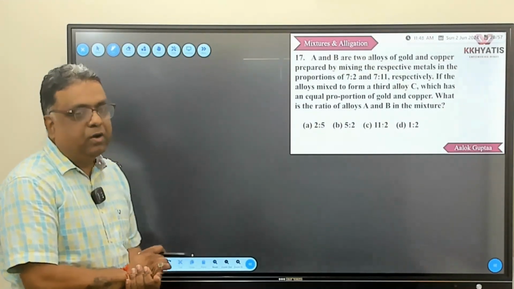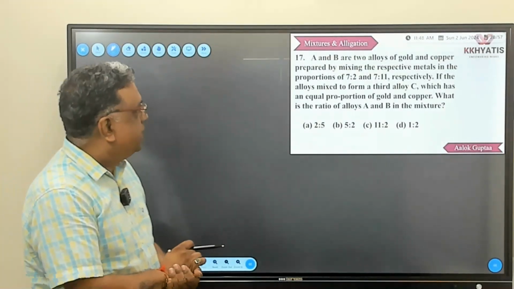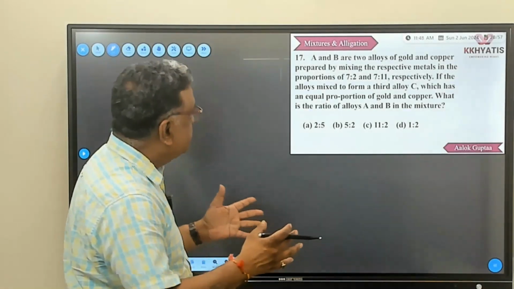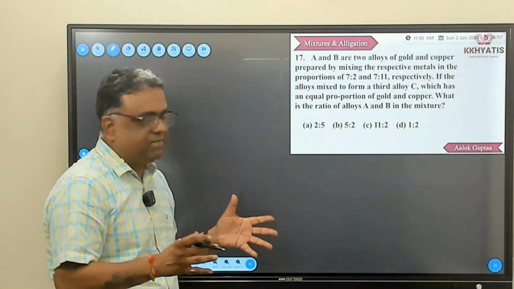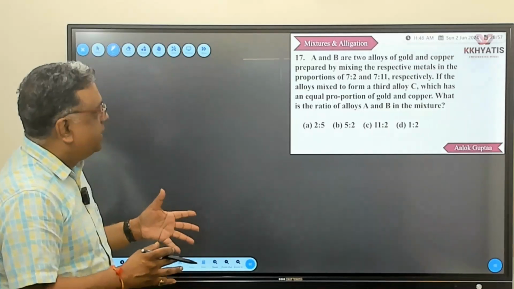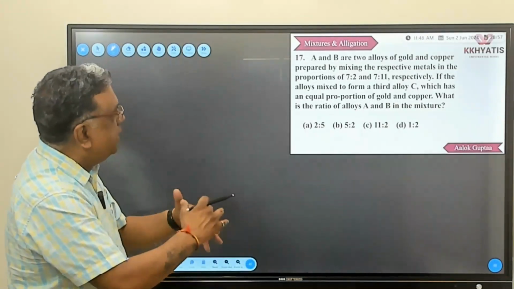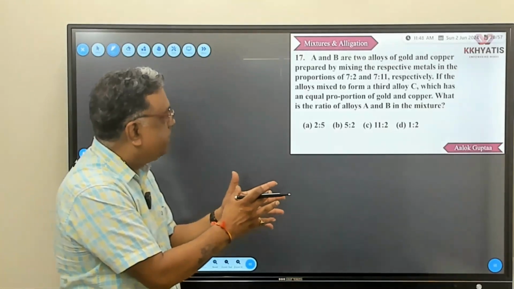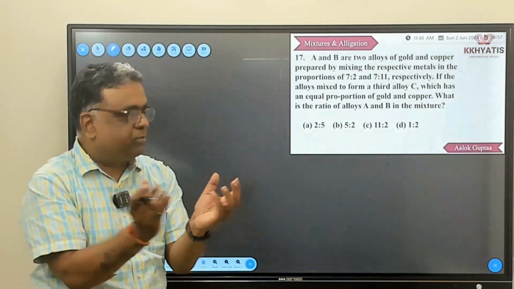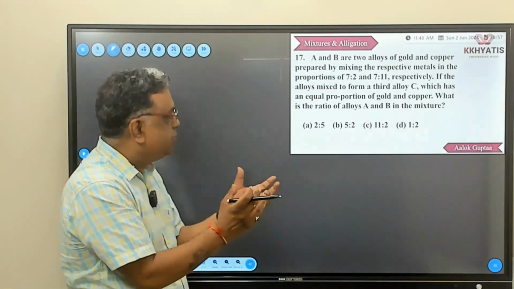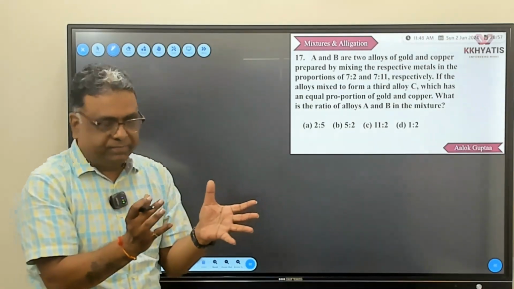A and B are two alloys of gold and copper prepared by mixing the respective metals in the proportions of 7:2 and 7:11. If alloys are mixed to form a third alloy, which has an equal proportion of gold and copper, so in the third alloy the gold and copper proportion is the same. What is the ratio of alloys A and B in the mixture?